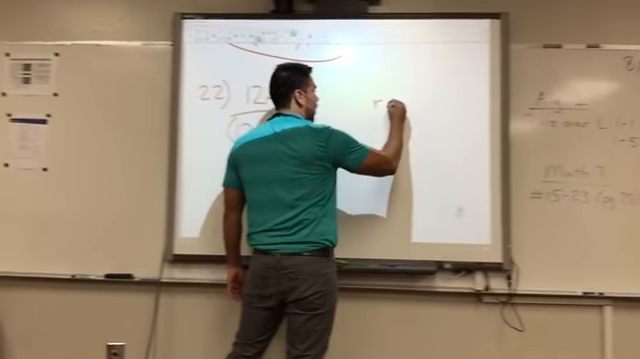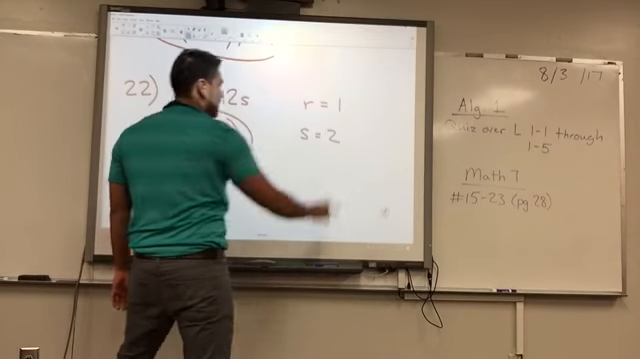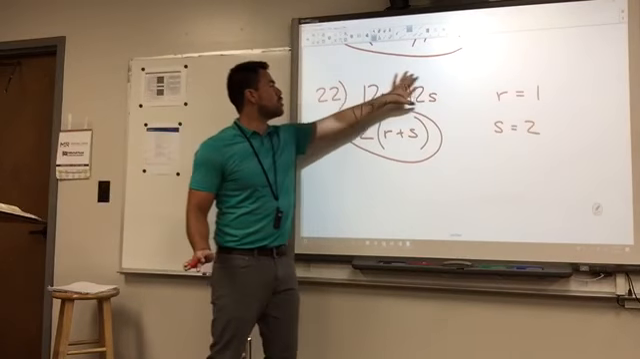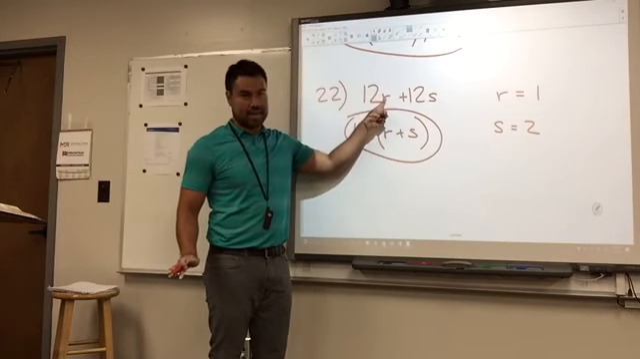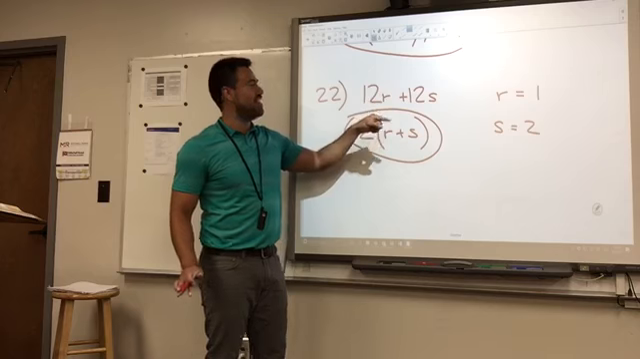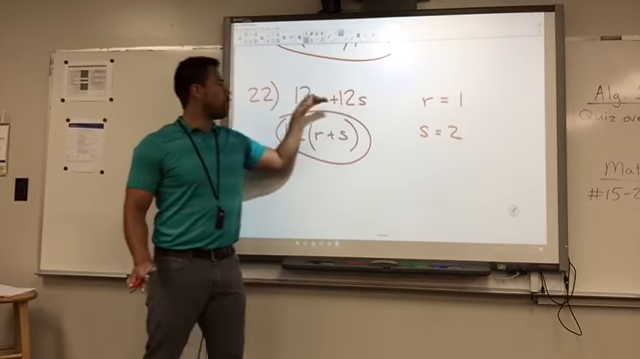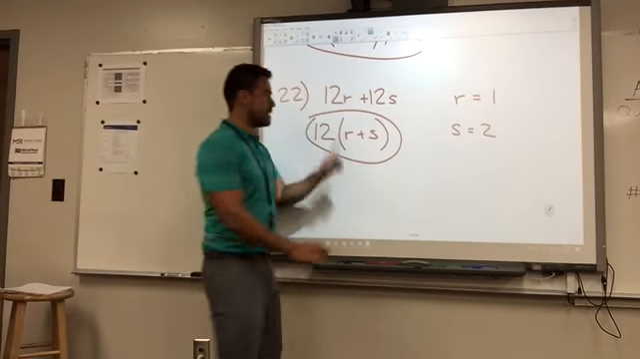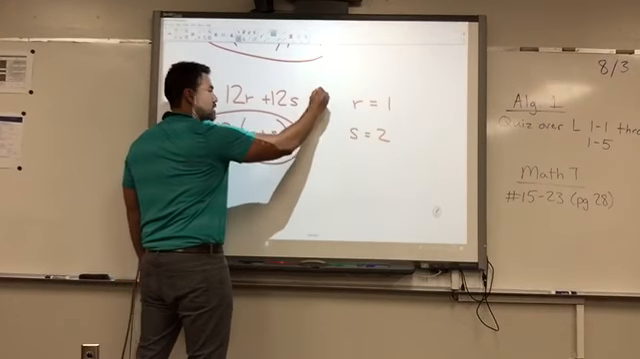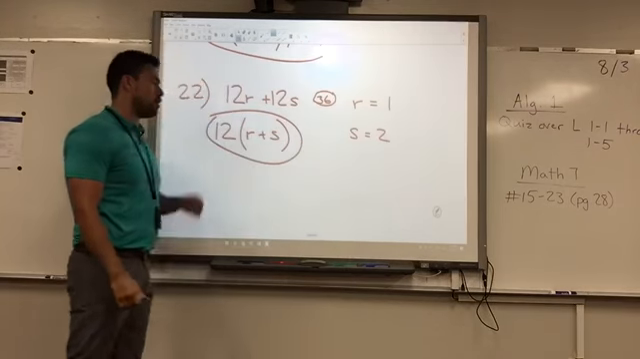R is going to equal 1. And S is going to equal 2. All right, make it nice and easy. You can do different numbers. You don't have to. Ready? All right, this is the original problem. What's 12 times 1? 12 times 1 is 12. What's 12 times 2? 24. What's 24 plus 12? 36. So if this problem had these values substituted, this would be 36, right? I'll write a 36 here just so we keep track of what we have.